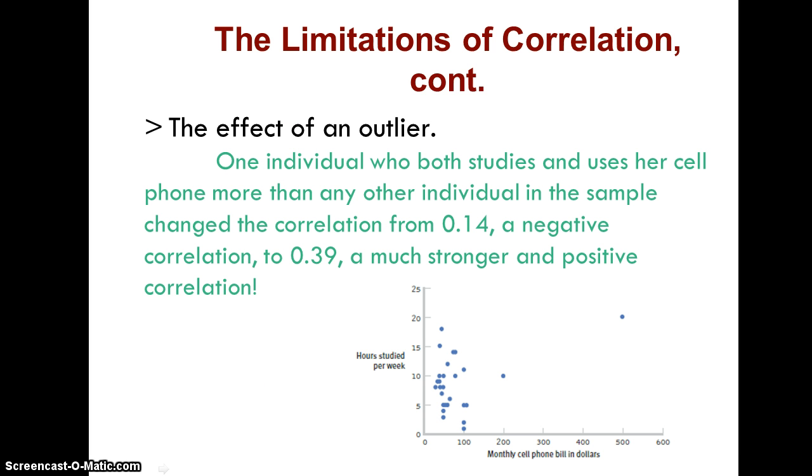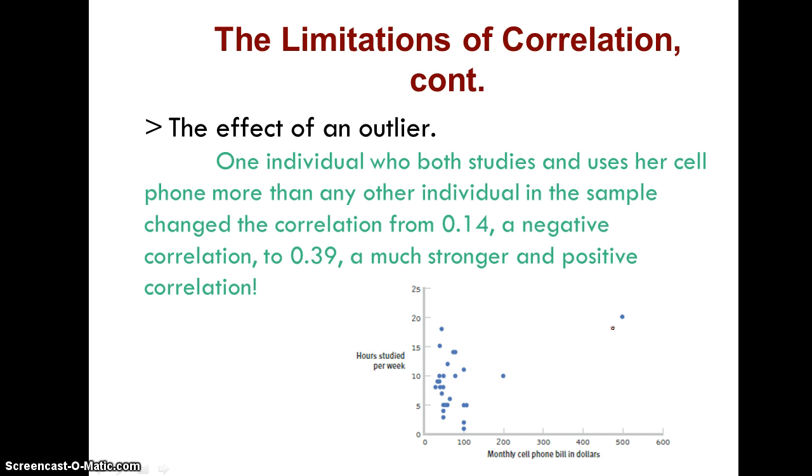The other thing is that outliers, see this guy over here, somebody who spends a lot of time talking on the phone, but also somehow spends a lot of time studying. Usually you wouldn't expect to see that. So here's one person who studies and uses her cell phone more than anybody else. And it changed the correlation from 0.14, a negative correlation, to 0.39, a very strong and positive correlation.